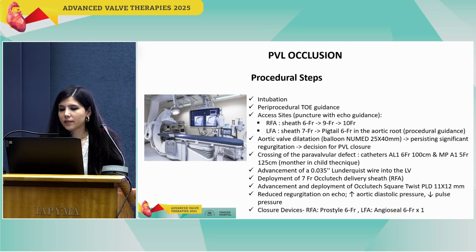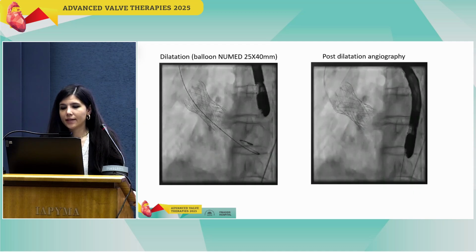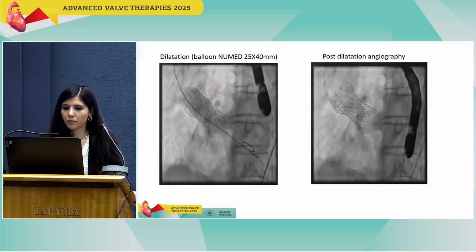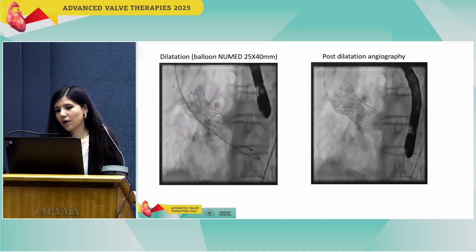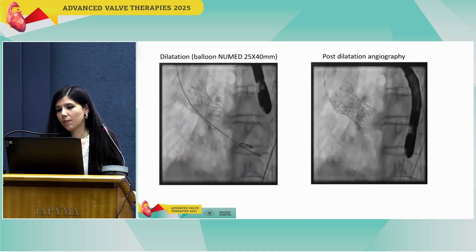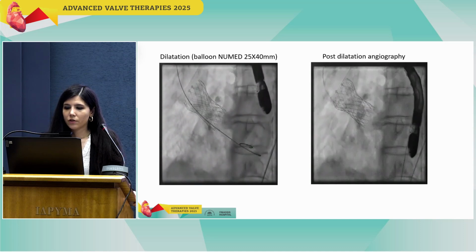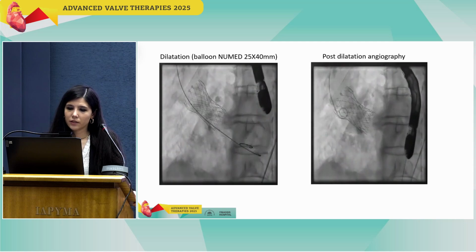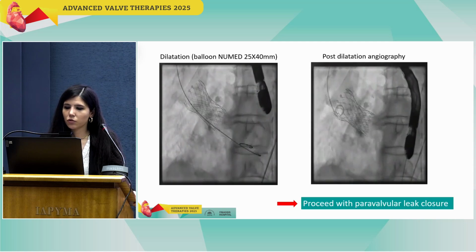The procedure was performed under general anesthesia with TOE guidance, and vascular access was obtained via the right femoral artery, through which 6 French, 9 French, and 10 French introducer sheaths were sequentially inserted. An initial attempt to reduce paravalvular regurgitation was made by balloon dilatation of the valve using a NuMED 25 to 40 millimeter balloon. However, due to the persistence of significant regurgitation, as you can see, the decision was to proceed with paravalvular leak closure.